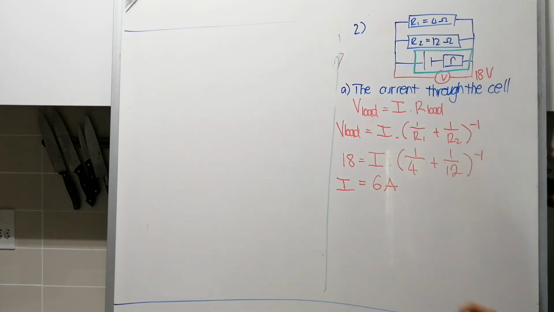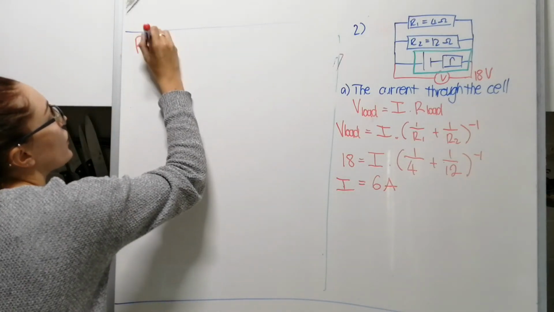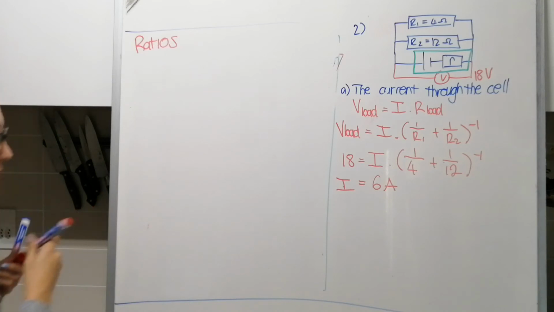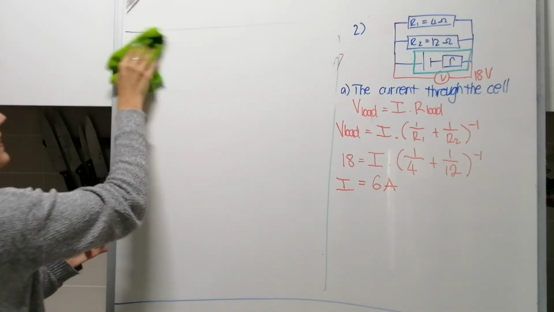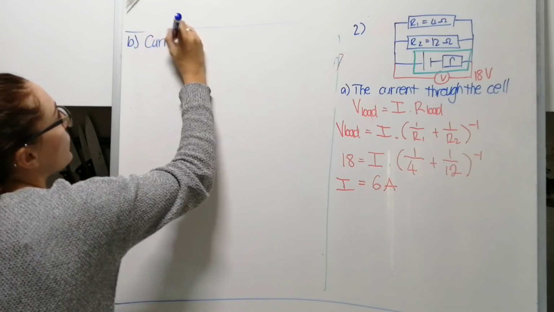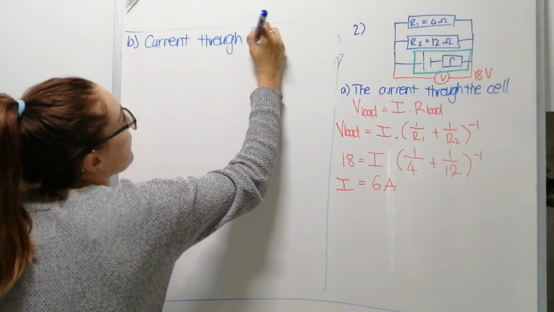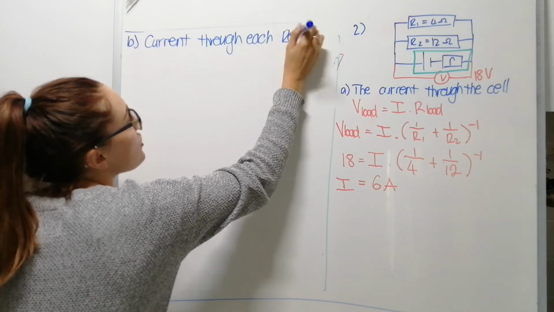So I want to show you a different way of doing it. Ratios. We're going to use a ratio. Let me actually first write the question. Question B. We're going to find the current through each resistor. I'm pretty sure I showed this to you last year.